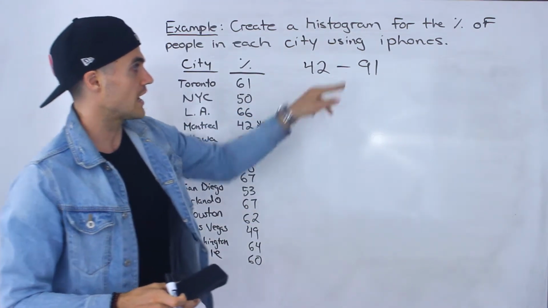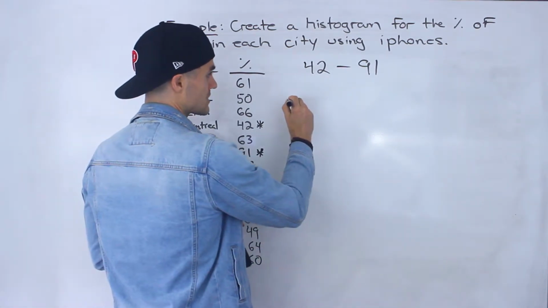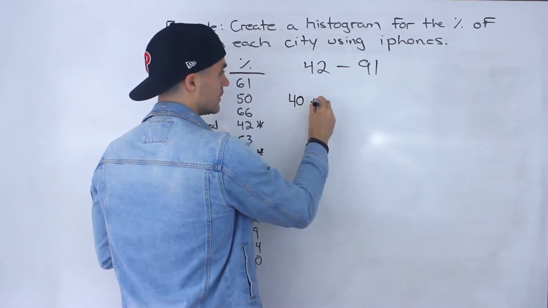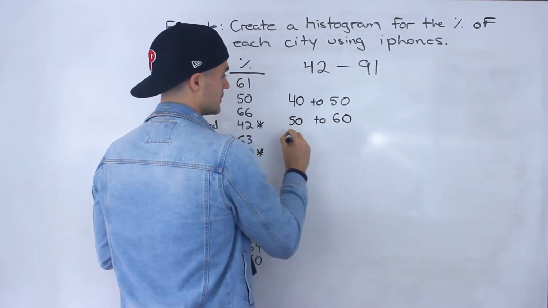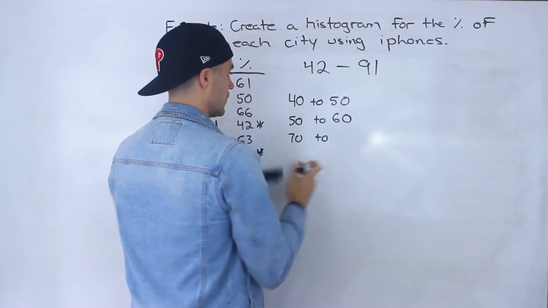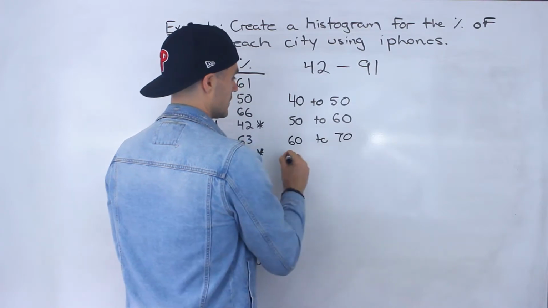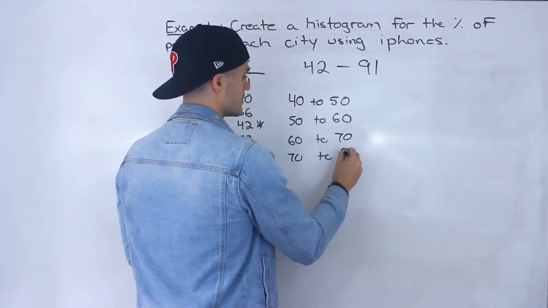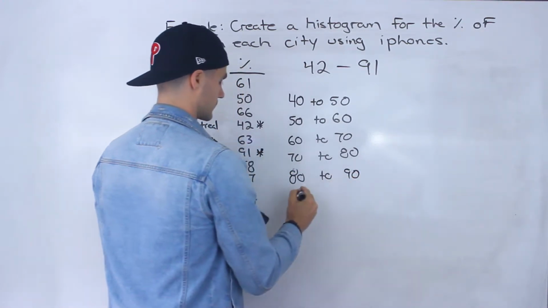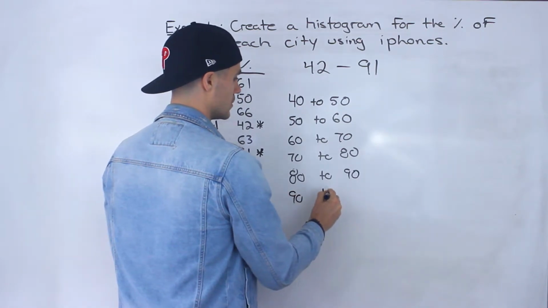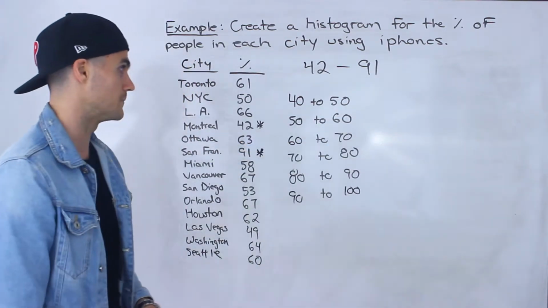So for 42 to 91, I'm going to go up by tens. The intervals I'm going to use are 40 to 50, then 50 to 60, then, sorry, we can't skip anything, 60 to 70, then 70 to 80, 80 to 90, and then 90 to 100. Just notice this last interval is going to have that maximum amount of 91.